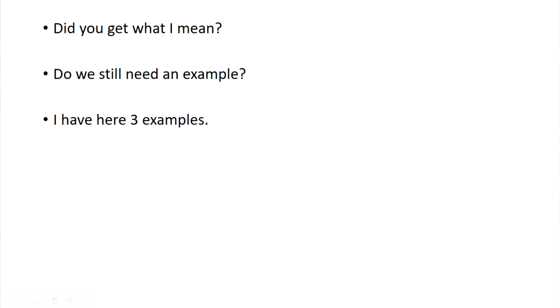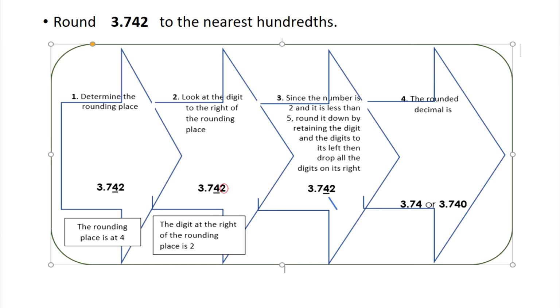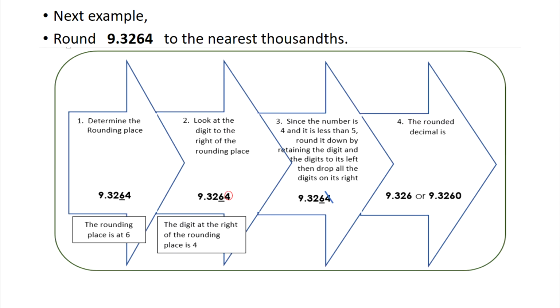Do we still need an example? I have here 3 more examples. The rounding place is 4. The digit to its right is 2. So, the rounded decimal number is 3 and 74 hundredths. Next example. Example number 2. The rounding place is 6. The digit to its right is 4. So, 9 and 3200, 60 10,000s.